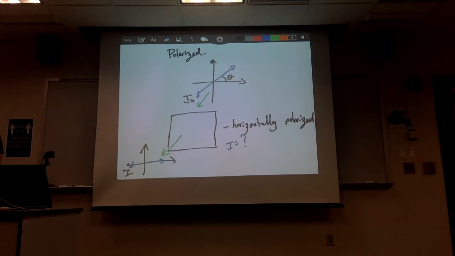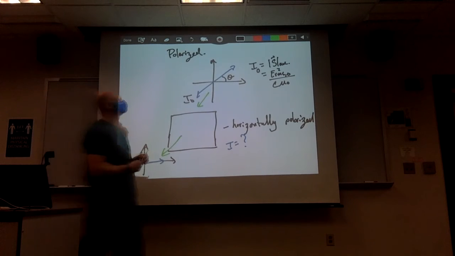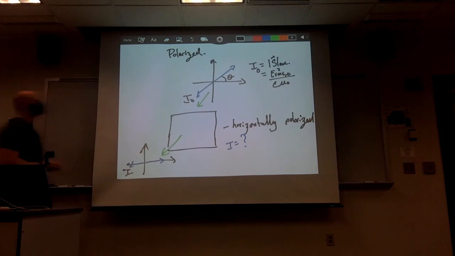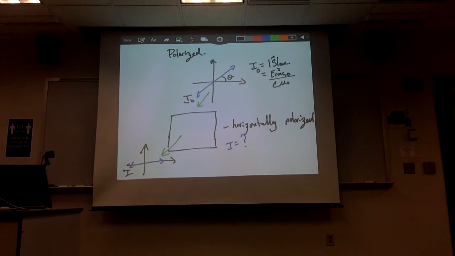Remember, going back to our Poynting vector, we know the intensity is simply equal to the average Poynting vector, which is equal to the RMS value of the electric field squared, divided by c times mu naught. So, great. Initially, if this was my initial intensity, then it is my initial RMS value squared, divided by c times mu naught.